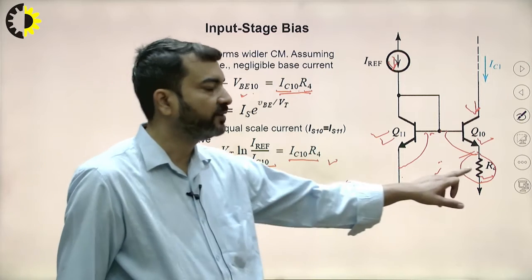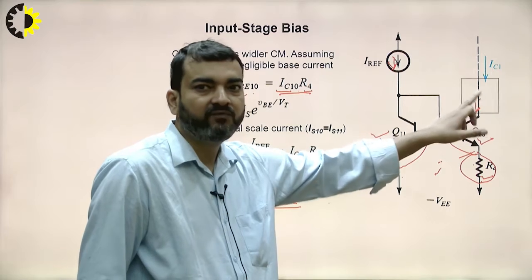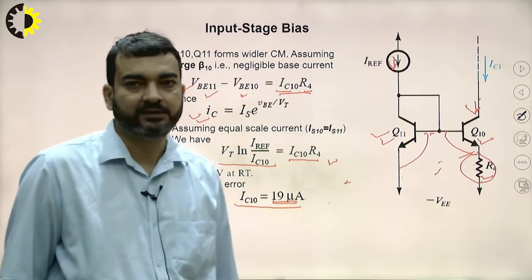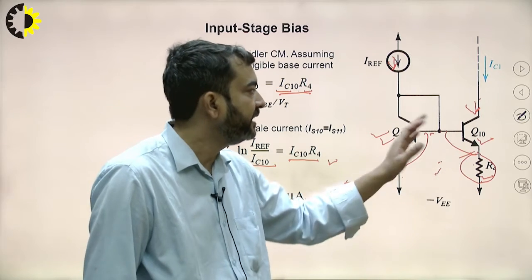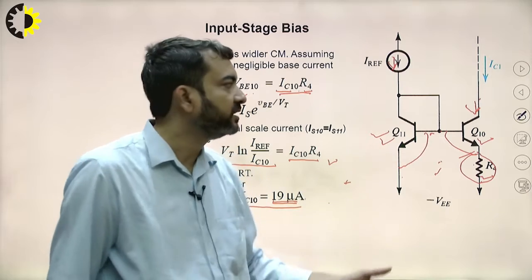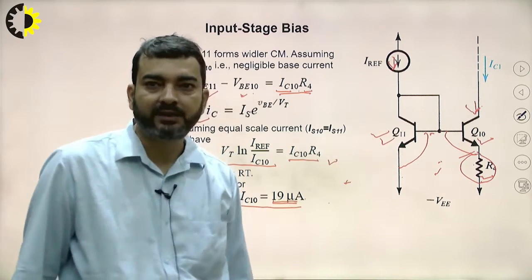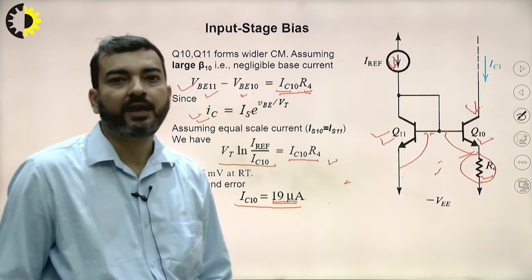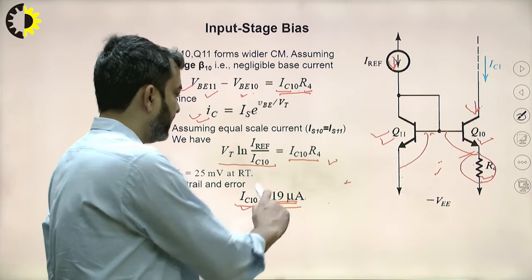Obviously, because of the presence of this resistor R4, IC10 will be less than I reference. If this resistance would not have been present, then if Q10 and Q11 both are matched, we will get the same current, meaning IC10 will be equal to IREF, provided the transistors have high beta. So we have calculated IC10.